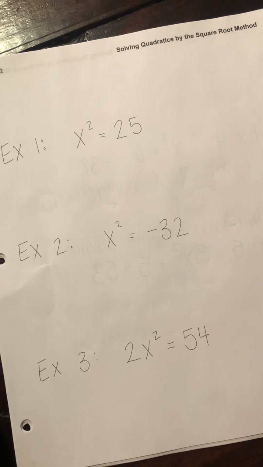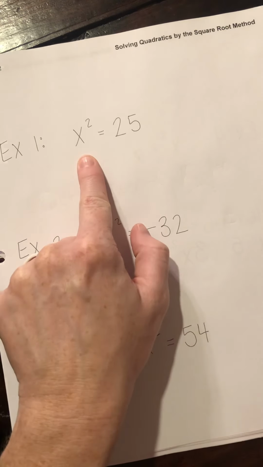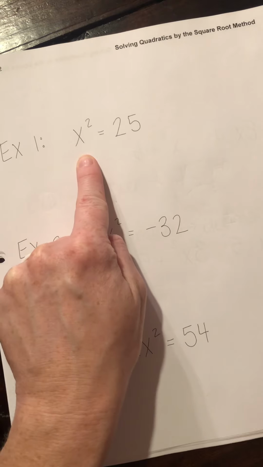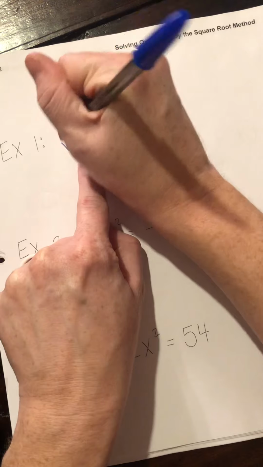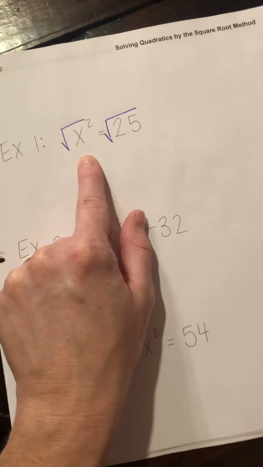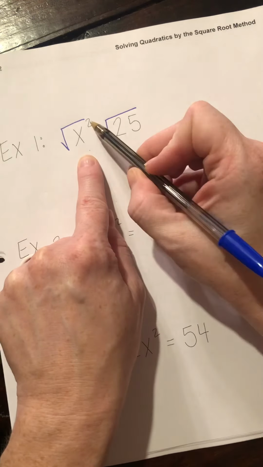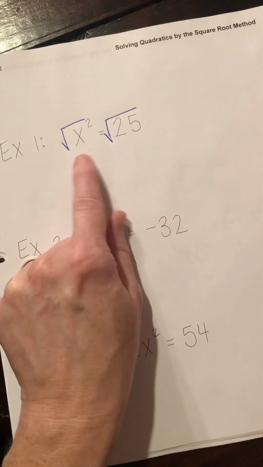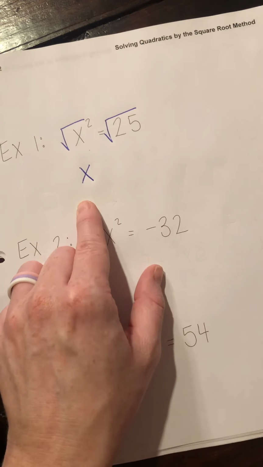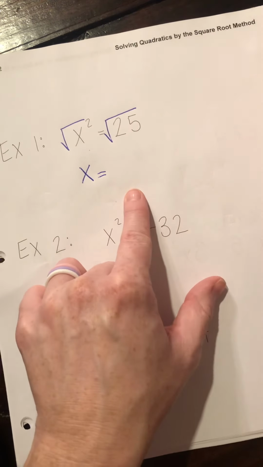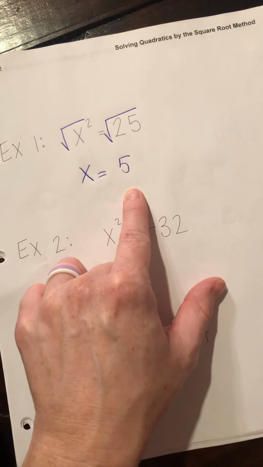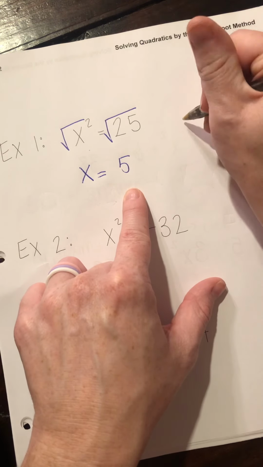Right here, example number 1. The first thing I want to do is get the x squared term alone. If you'll notice right here, it is alone. There's nothing that I have to do to that. So the next thing I need to do is take the square root of both sides. Well, when I take the square root of something that has been squared, that square just disappears, or the radical disappears. What is the square root of 25? It's 5. But I want you to think about something.